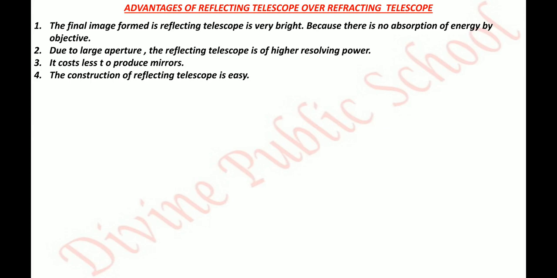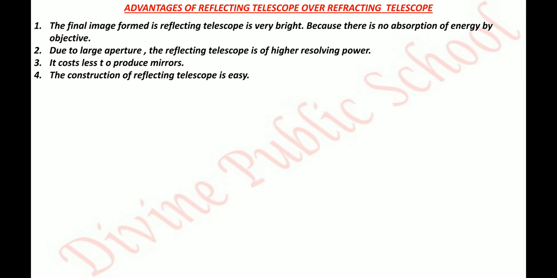And what is chromatic aberration? I have told you different color light focuses at different points. Now, instead of lenses we use a mirror, which doesn't have to do anything with the wavelength of the light. All the wavelengths will be converging at a single point. So in the mirror, chromatic aberration is not there. That's why this telescope is very much preferred.